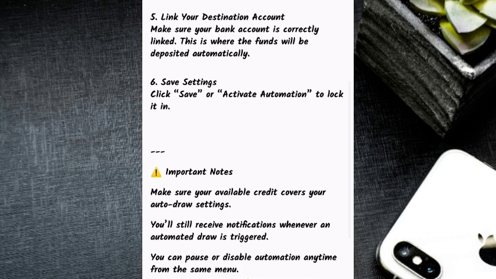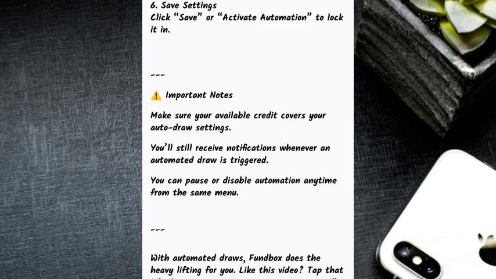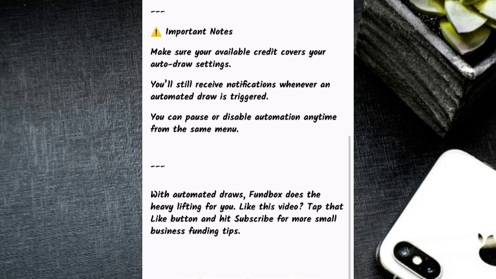A couple of important things to note here. The first is to make sure that your available credit covers your auto draw settings. Otherwise, you're not going to receive that. Second, you're going to still receive notifications whenever an automation draw is triggered. Lastly, you can pause or disable automations anytime from the same menu. With automated draws, Fundbox does the heavy lifting for you.